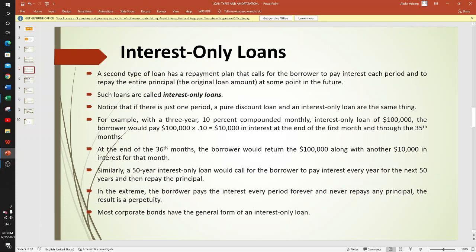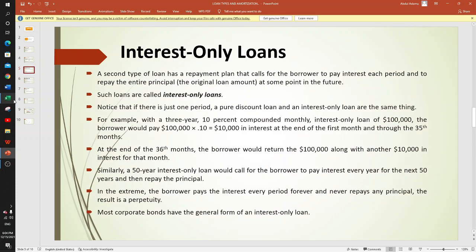So in the extreme, the borrower pays the interest every period forever and never repays principal. The result is perpetuity. Most corporate bonds have the form of an interest only loan because you pay only the coupon, receive the coupon rate. So this is for interest only loan.